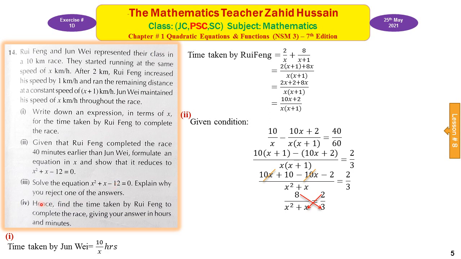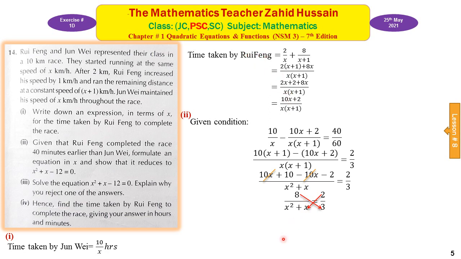In part 4 we are asked to find the time taken by Rui Feng to complete the race. Give your answer in hours and minutes. So this is the expression for the time taken by Rui Feng. We will find the value of x by solving this equation, and we will put that value of x in this expression to get the required time taken by Rui Feng.